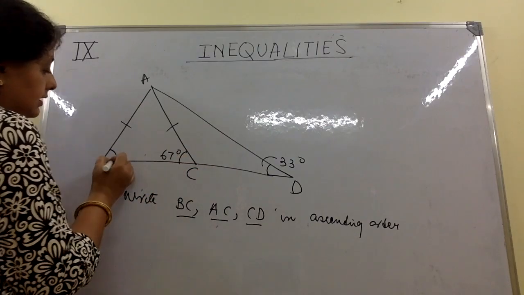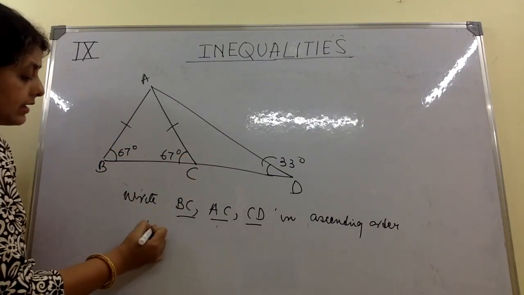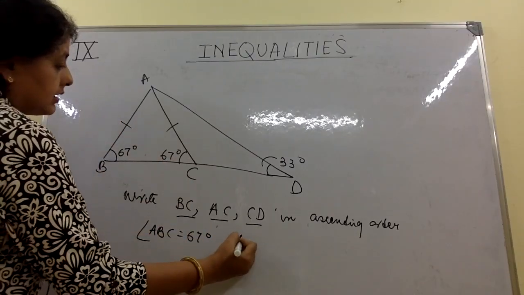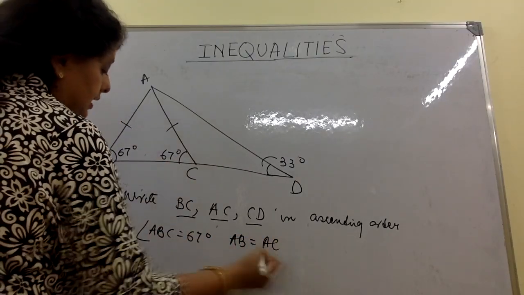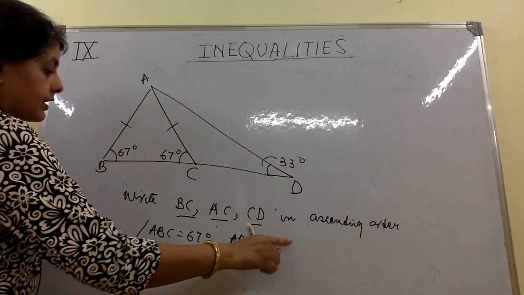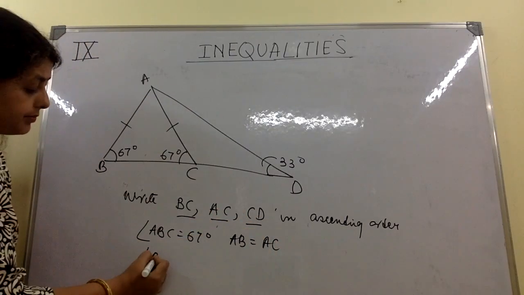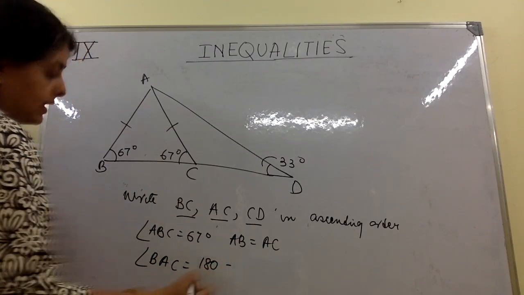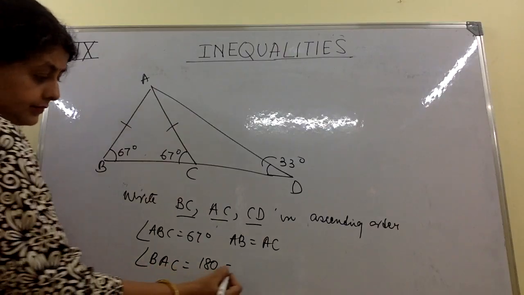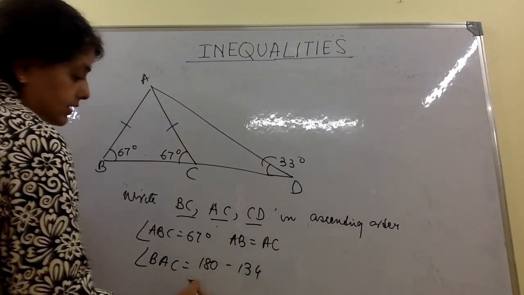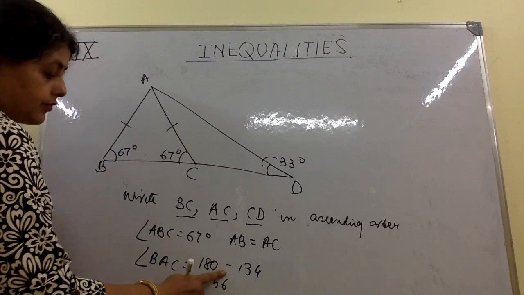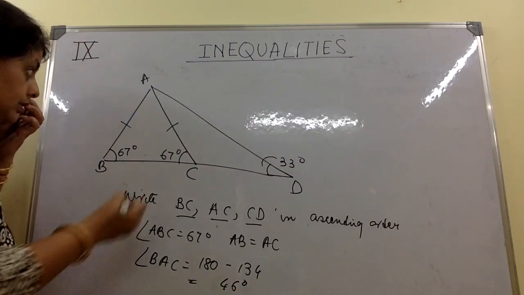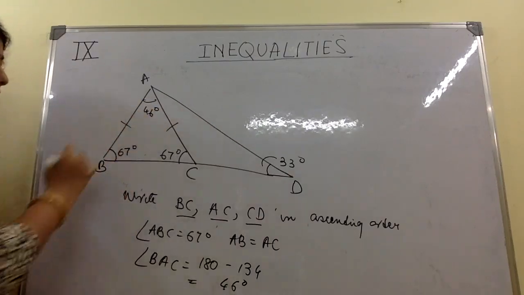Angle ABC is 67 degrees. Why? Because AB is equal to AC, so it is an isosceles triangle, and base angles are equal. Now, angle BAC is equal to 180 minus 134. What is 134? 67 plus 67. That is 46 degrees. So this angle is 46 degrees.